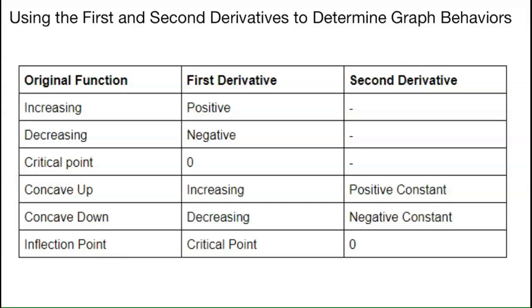Will the second derivative always be a constant? Not necessarily. There are times when the second derivative is linear or parabolic. It all depends on the exponent in the original function. We will go over a more complex example problem in the video, using the first derivative to find critical points and the second derivative to find inflection points.